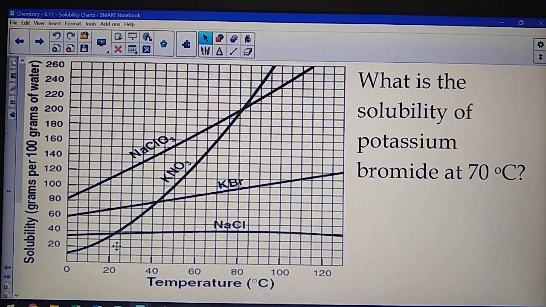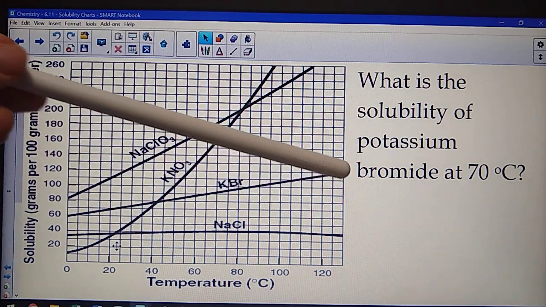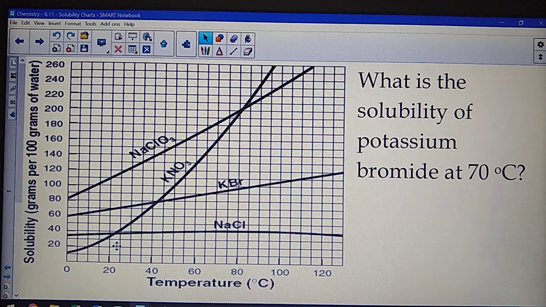Hopefully you're able to see this chart, but I'd like you to try to consider this question. Using the chart, please try to find the solubility of potassium bromide at 70 degrees Celsius. Please note that this line right here is for potassium nitrate. I'm asking for potassium bromide, so I'm asking for this line. Consider what is the solubility of potassium bromide at 70 degrees Celsius. Please pause the video and consider.